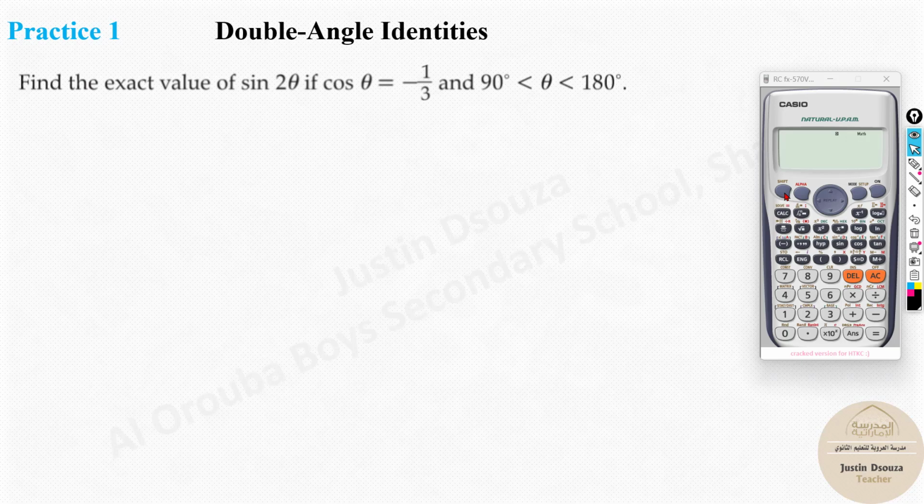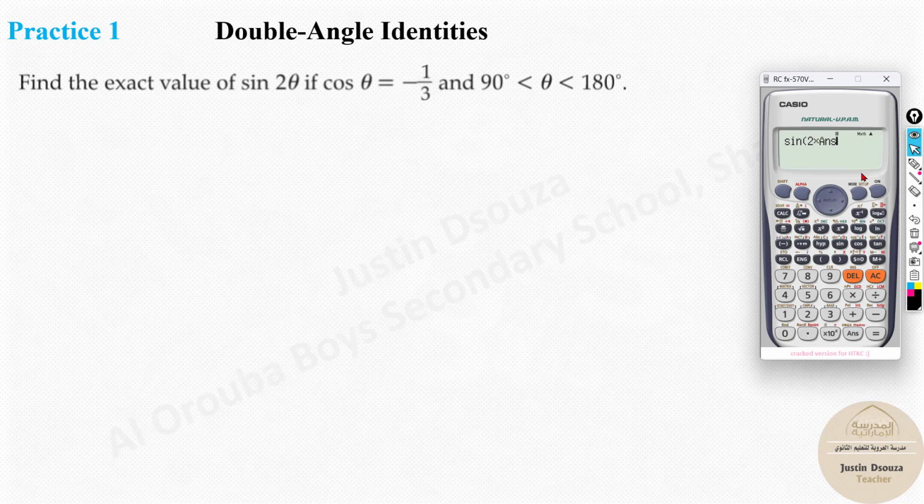Now here we have cos theta as negative 1 third. So just use shift and cos. You'll get cos inverse of minus 1 third, and close the bracket. The value is 109.47 degrees. If you convert to radians, you'll get it in terms of radians, but that's fine. Now you have it in degrees. That is the theta value. Just substitute in this; you need the exact value for sine 2 theta.